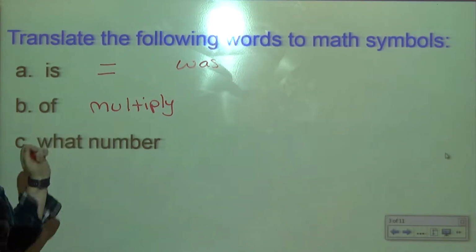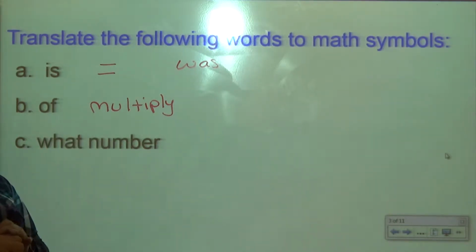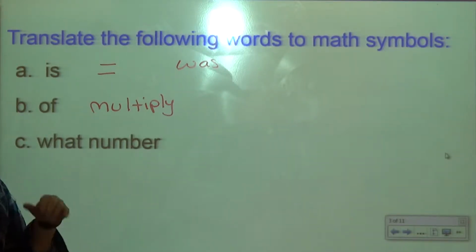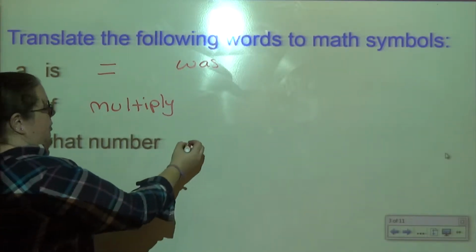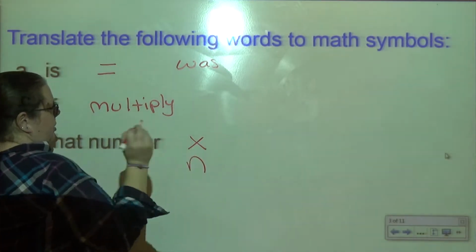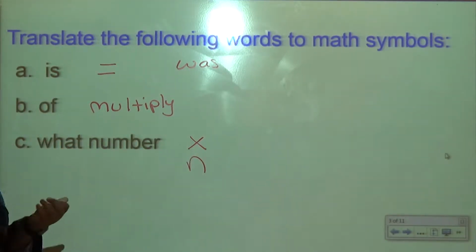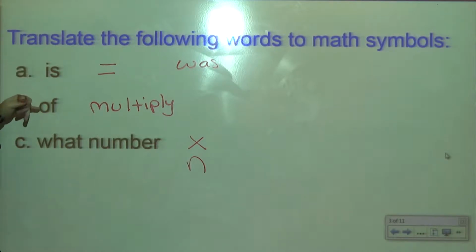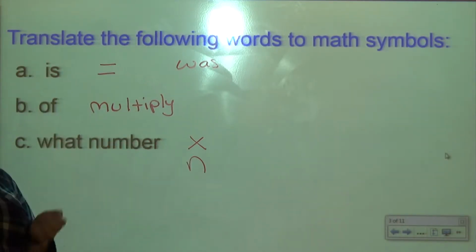And then what number? What number? That's telling you your variable. What number or what percent? In this class, we're going to use X or N or pick your favorite letter. It doesn't matter. I usually use X. Okay. So these are three vocabulary terms that we need to translate into math symbols for this lesson.